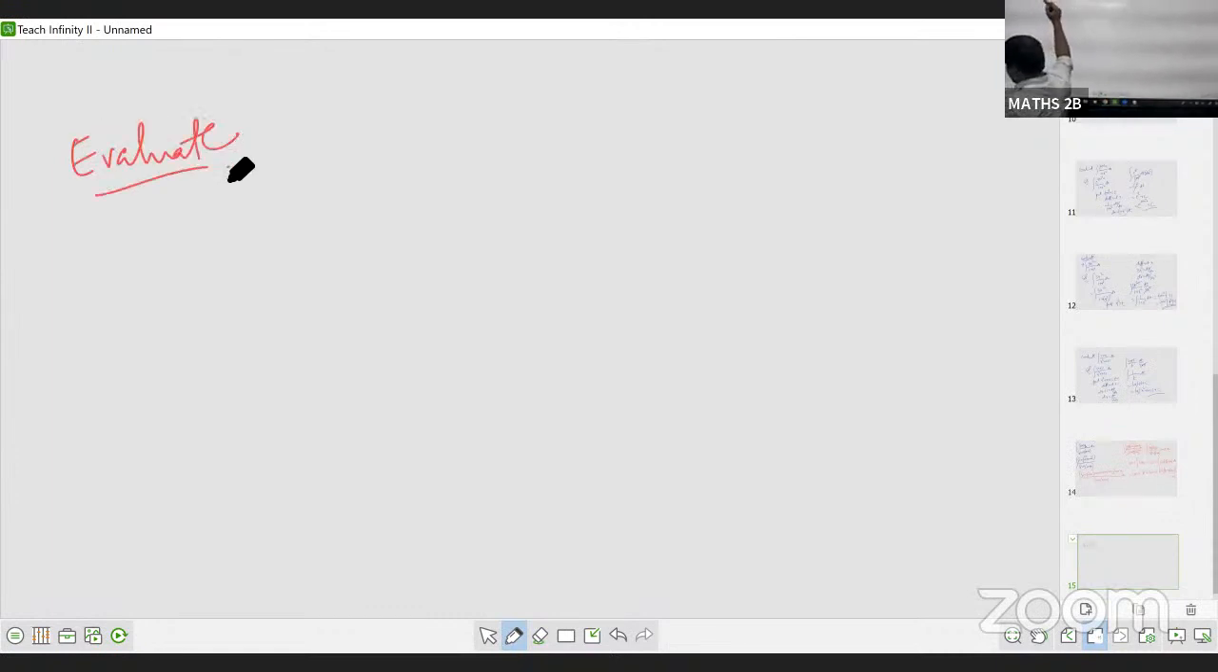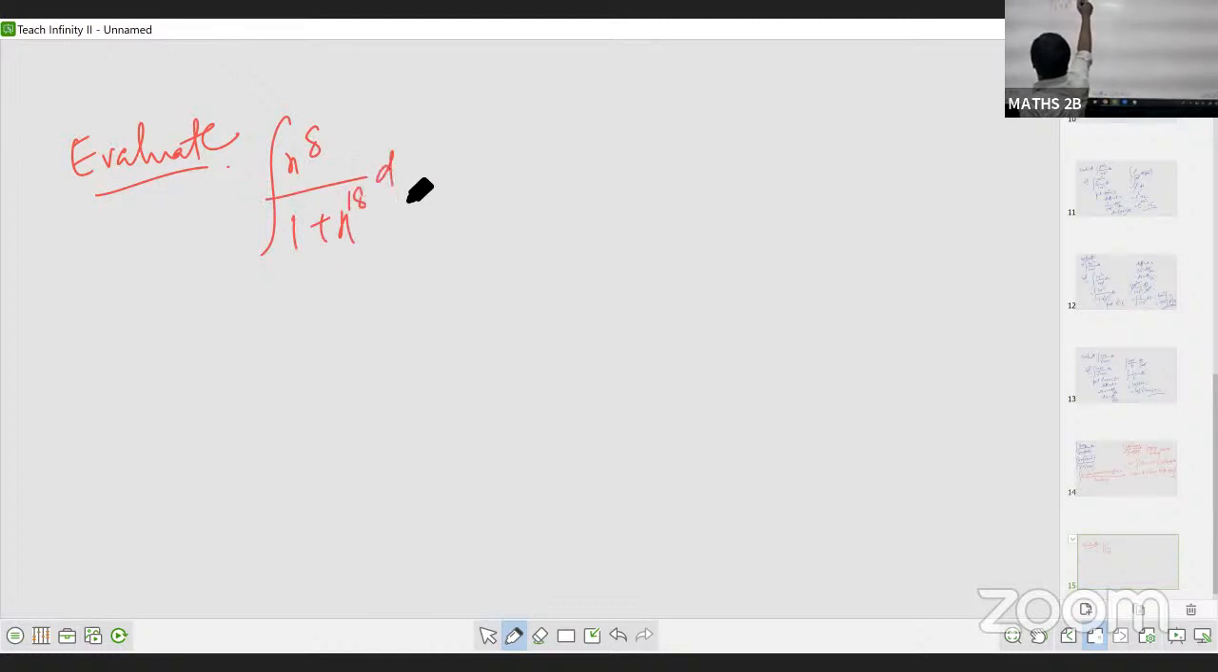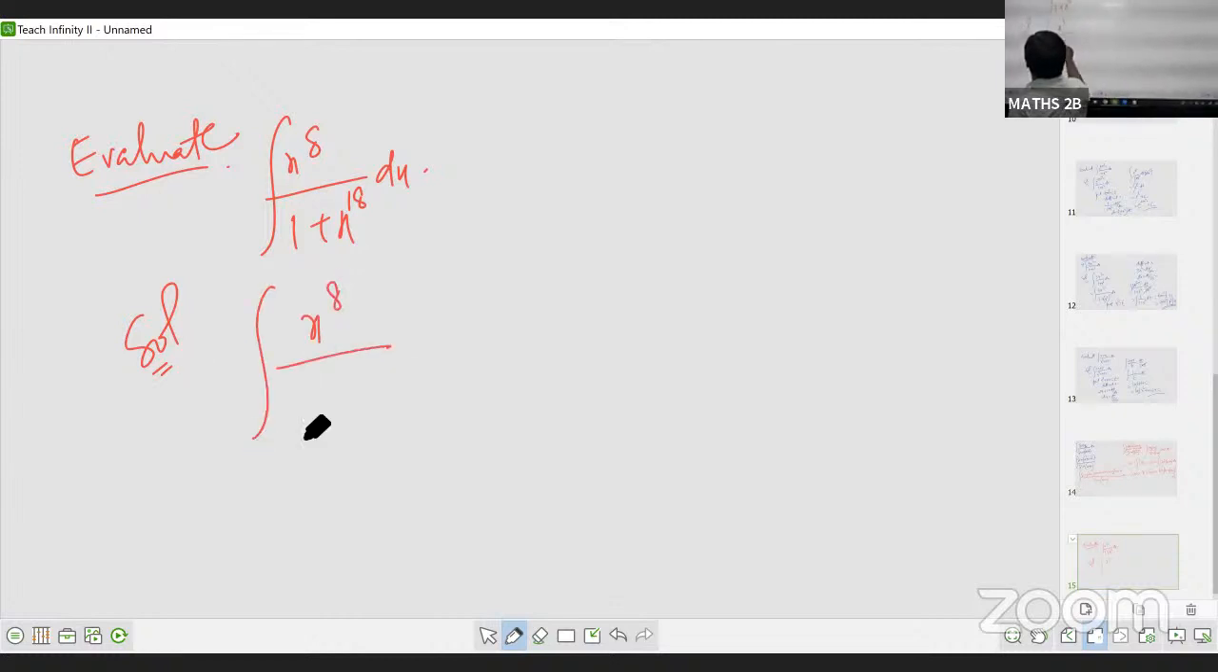Evaluate integration of x power 8 by 1 plus x power 18 dx. Now, x power 8 by 1 plus x power 18 dx.